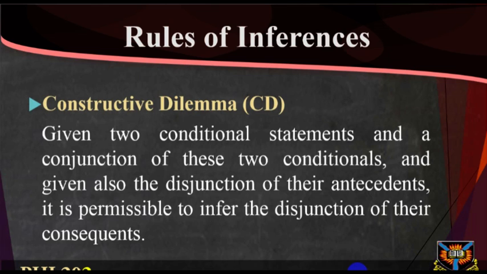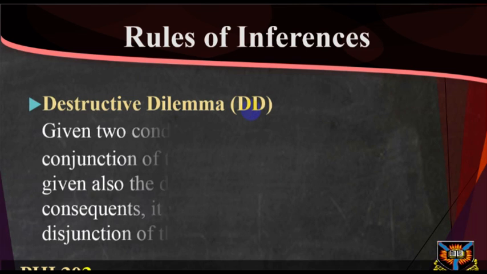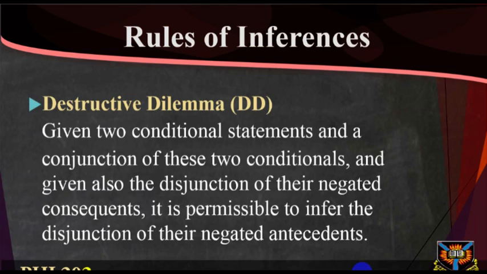Number 9. Destructive dilemma, DD. If P then Q, and if R then S. Not Q or not S. Therefore, not P or not R. Given two conditional statements and a conjunction of these two conditionals, and given also the disjunction of their negated consequents, it is permissible to infer the disjunction of their negated antecedents.